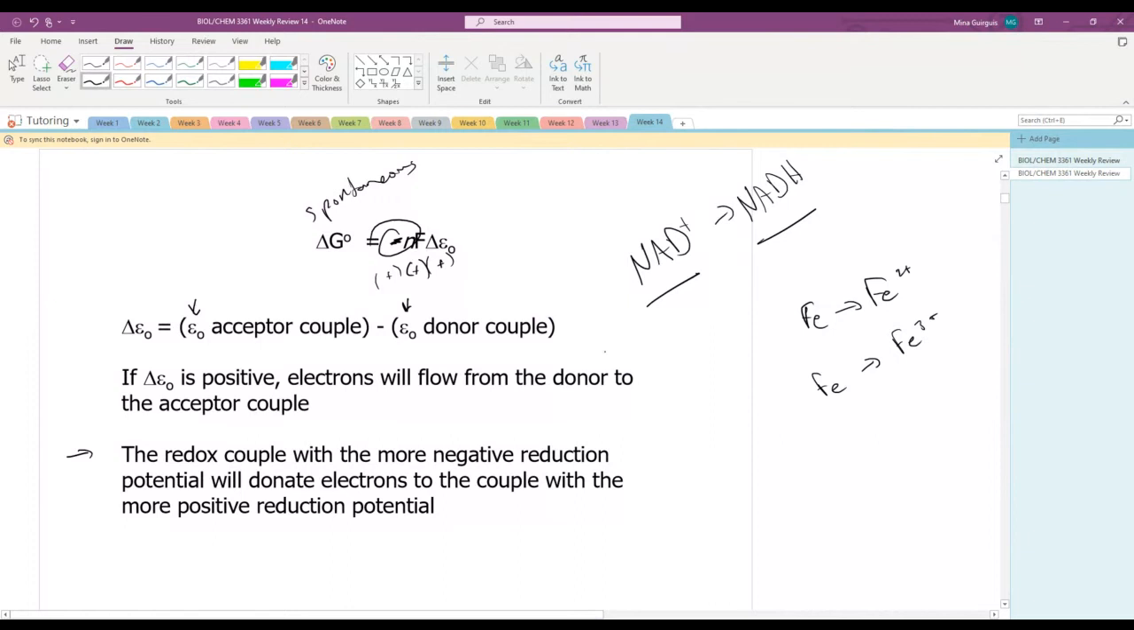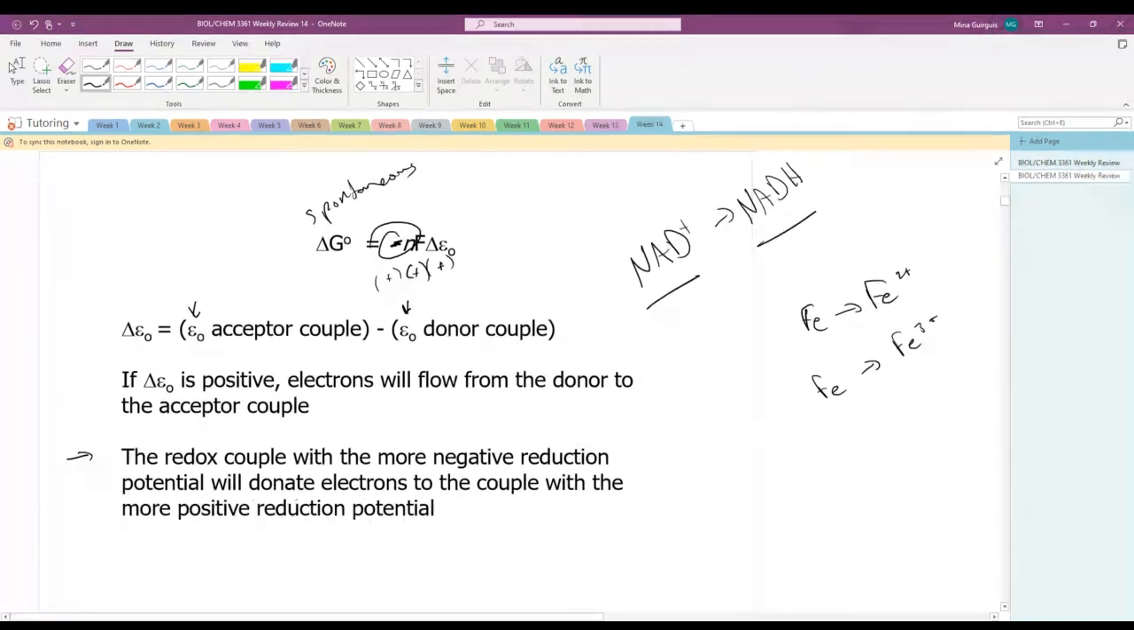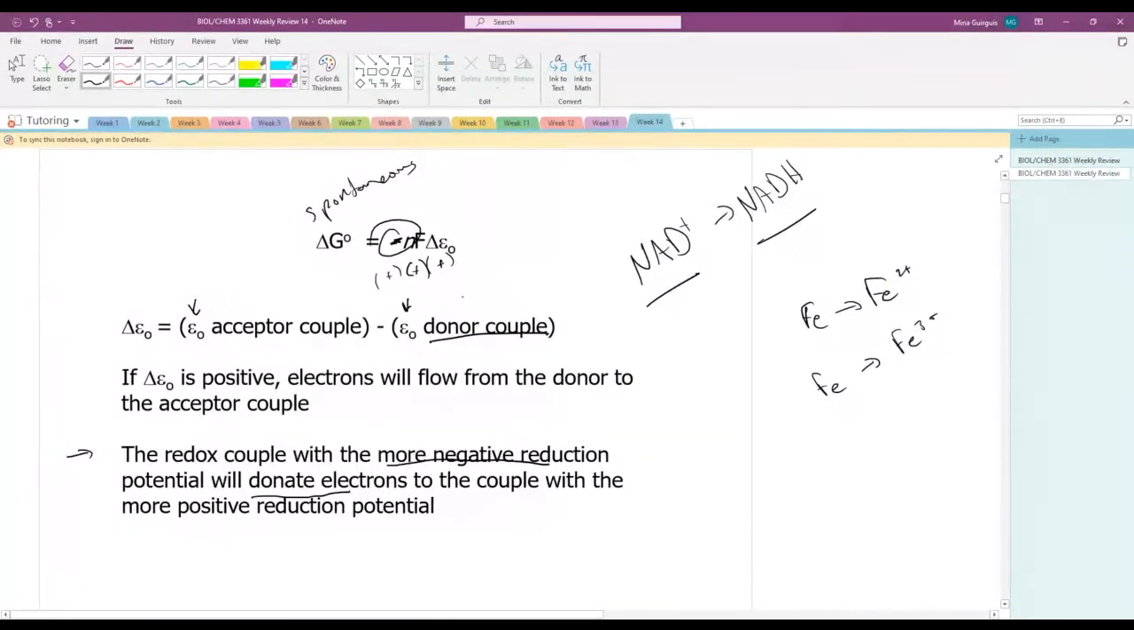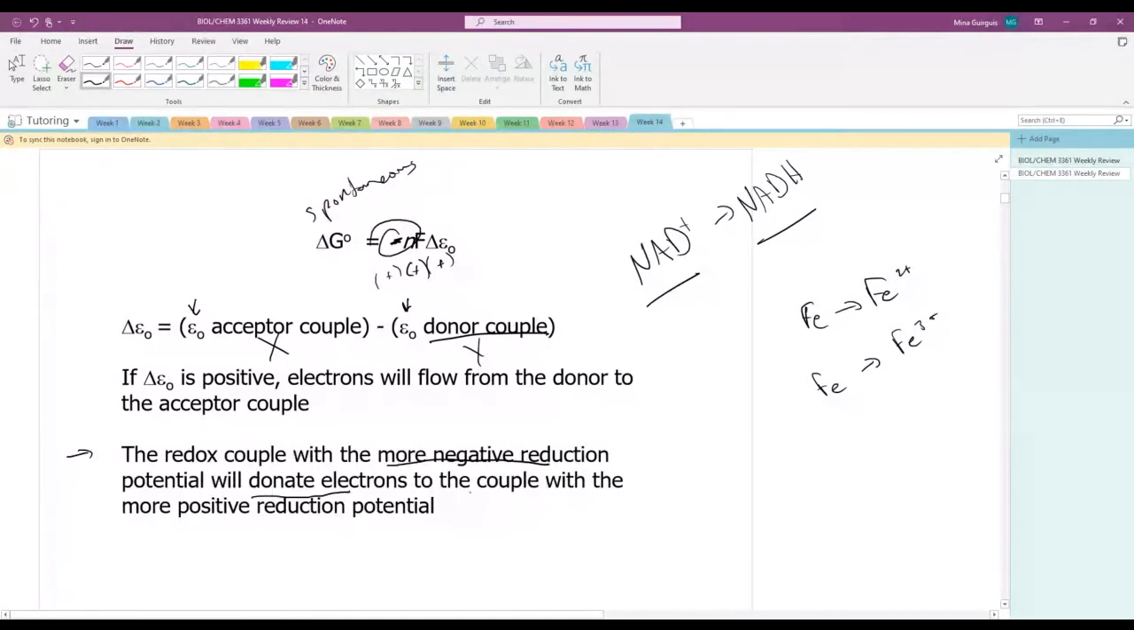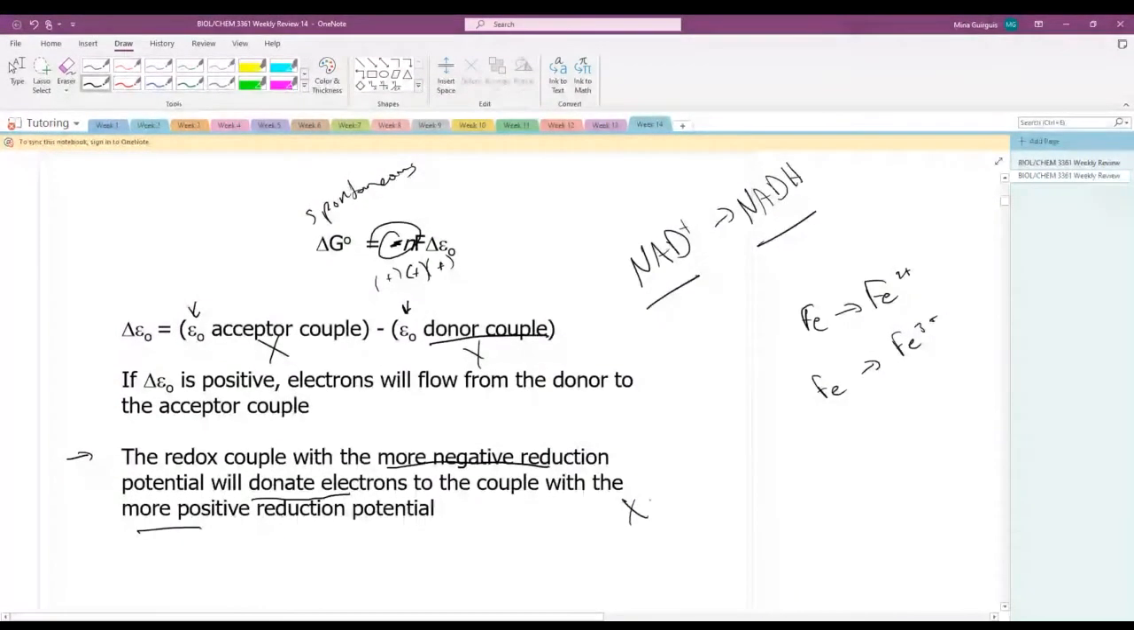So anyway, the redox couple with the more negative reduction potential will donate the electrons. Okay, so let's think about what that means. So it'll donate electrons. In other words, it'll be the donor couple. And that's the more negative reduction potential, so the smaller one, right? So if we call these X and Y, based on what this is saying, one is more negative, one is more positive, that means X is greater than Y.